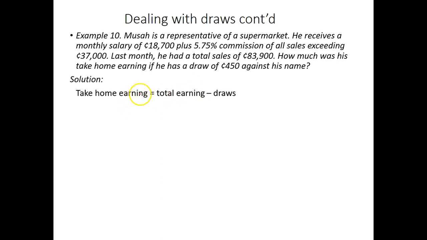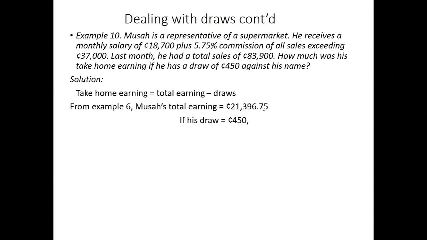So simply put, take home earning should be equal to what? Total earning minus draws, isn't it? From example 6, we know Musa's total earning, and that was 21,396.75. I hope you can remember. You can go back to example 6. There's no need wasting time solving this with you, but you can do that yourself because I've done that in example 6. Since his draw is 450, we only subtract his draw from the total earning to get the take home earning. That gives us 20,946.75. Okay, that's very important.